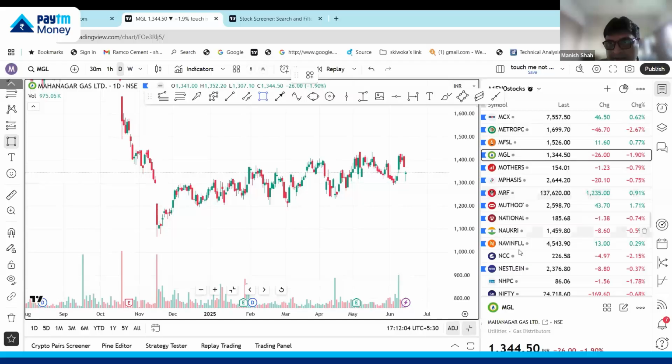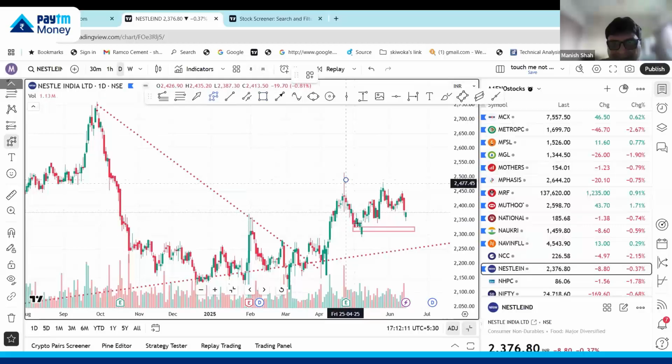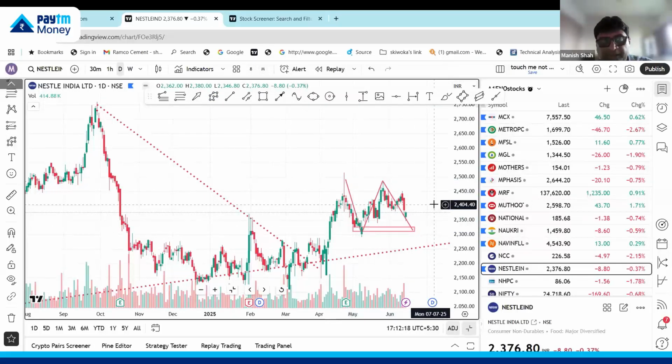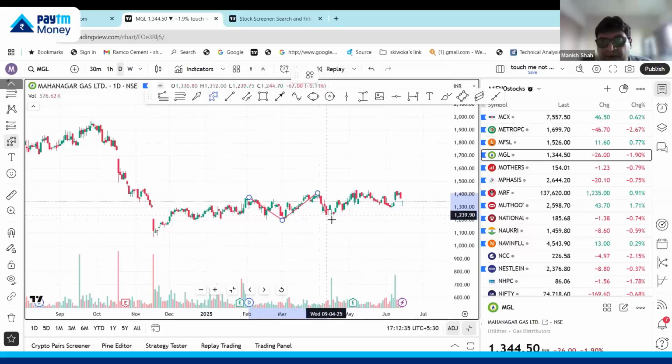okay, now see this Nestle, okay, see what Nestle is doing, it is here. So now I'll also teach you how to identify and locate support zones and everything. So we still need to wait. Now, when I go to MGL Mahanagar Gas, see this is in a prolonged trading range. Okay. See, this is the best example of the principle of trend tenacity: this trend will stay as long as it stays.